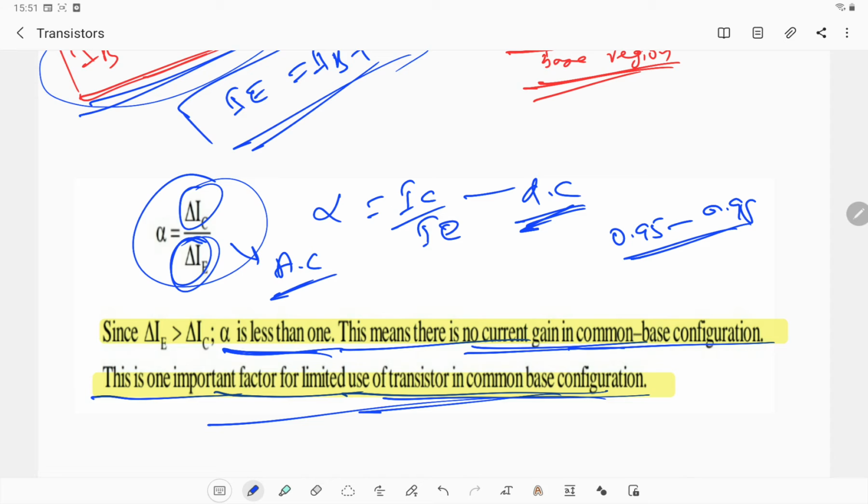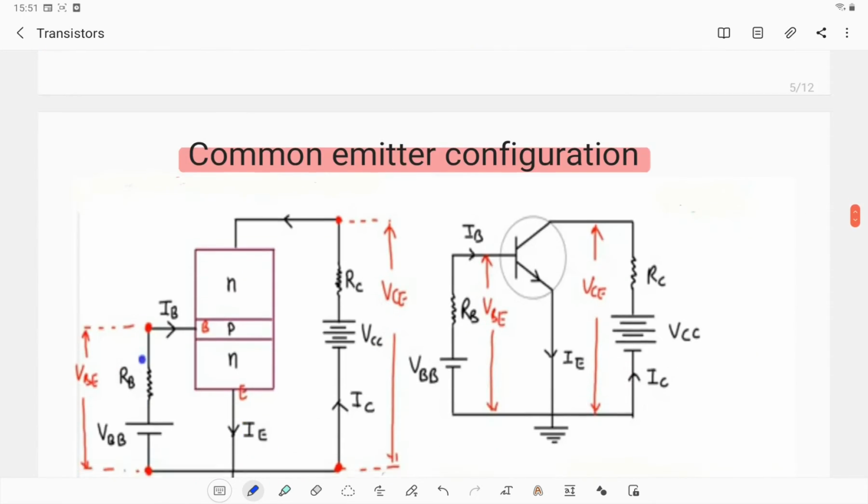If current is given to the input circuit, we get less current from the output circuit. Therefore, this is the reason common base configuration is not used for amplification. For amplification, we use only common emitter configuration. This is about common base configuration.